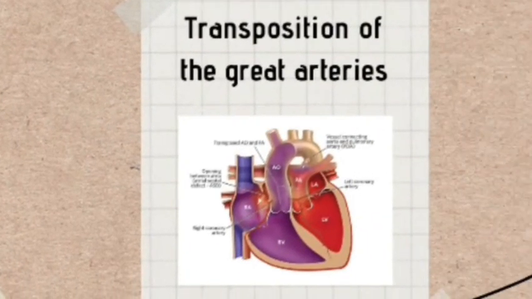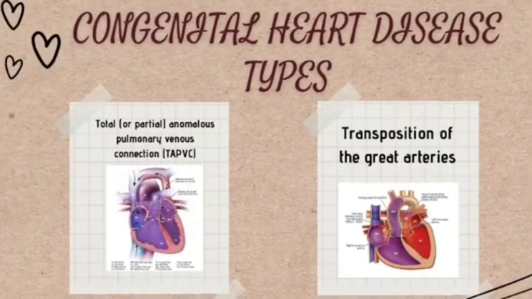Next is transposition of the great arteries. This is a serious but rare congenital heart disease. It's where the pulmonary and aortic valves and the arteries they are connected to, the pulmonary artery and the aorta, are swapped over and are connected to the wrong pumping chamber. This leads to blood that's low in oxygen being pumped around the body.